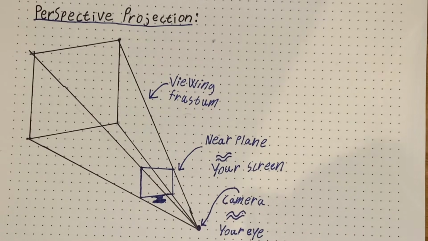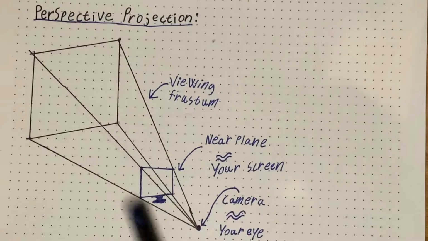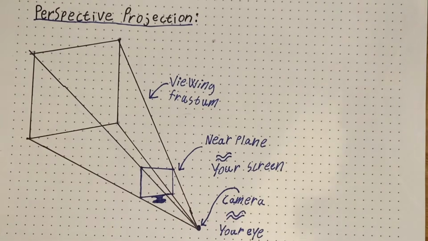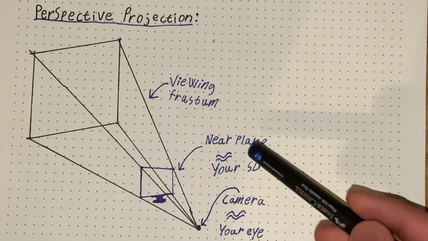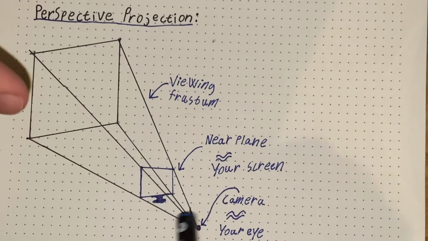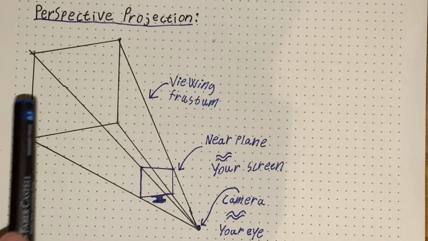And we have some more labels here. So one is this little point down here where all the lines of the viewing frustum, or like the pyramid, meet. And that is called the camera, or you can kind of think of it as your eye. Then there is this sort of rectangle right here, which is called the near plane, or you can kind of think of it as your screen, right? And then there's this rectangle, this is called the far plane.